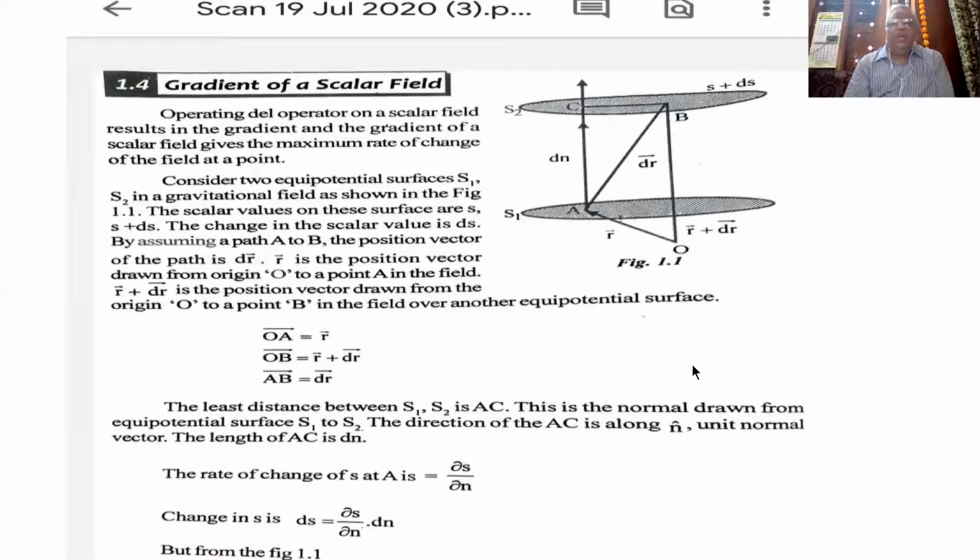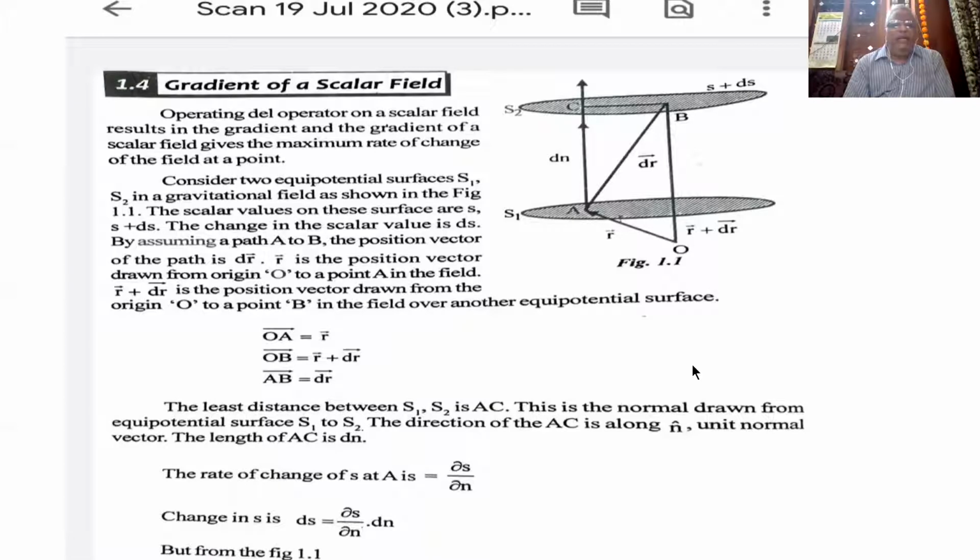By assuming the path A to B, the displacement vector of the path is given by dr, where r is the position vector drawn from the origin to a point A in the field. R plus dr is the position vector drawn from the origin O to a point B on another equipotential surface, as shown in the figure. OA vector is r, OB vector is r plus dr, and AB is nothing but dr.